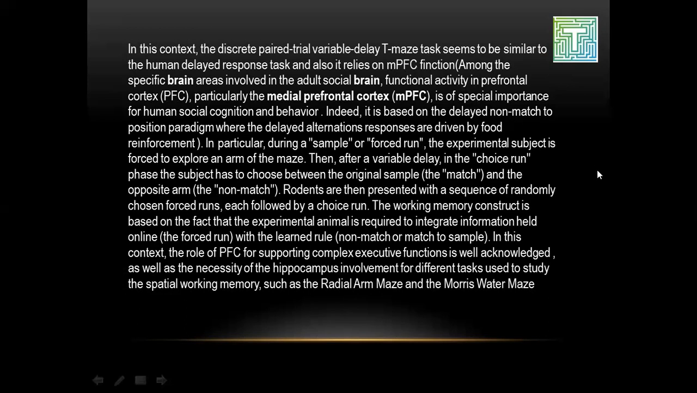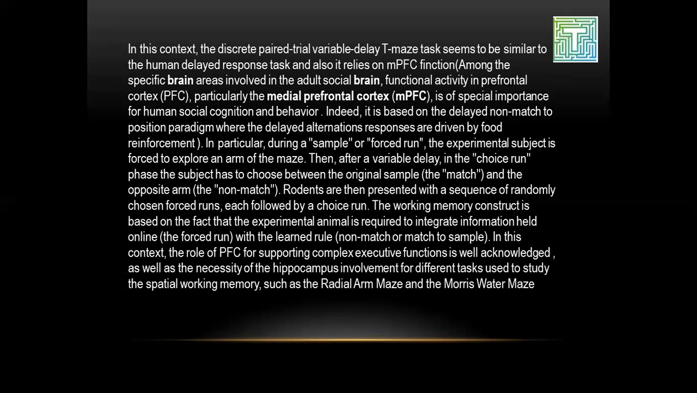Among the specific brain areas involved in the adult social brain, functional activity in the prefrontal cortex, particularly the medial prefrontal cortex, is of special importance for human social cognition and behavior. So that's why it is similar between the rodent and human responses. Indeed, it is based on the delayed non-matched to position paradigm, where the delayed alternation responses are driven by food reinforcement, like in the experiment we'll do.